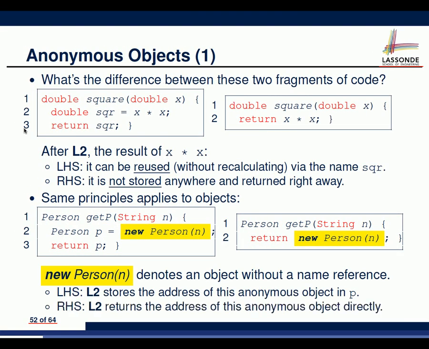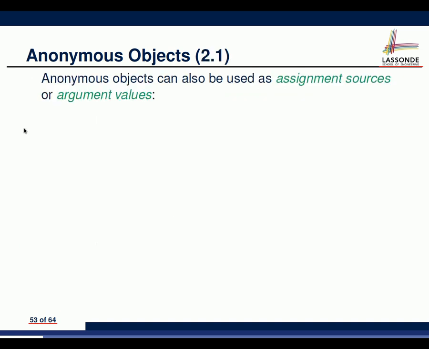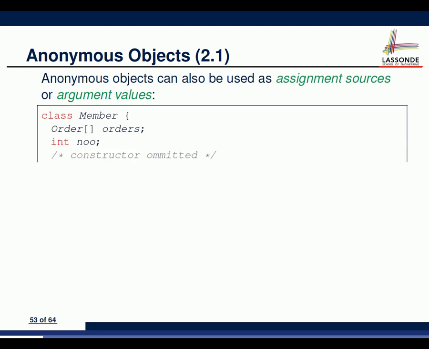Let's see some examples. There are certain typical usages for anonymous objects. Let's just see some of them. It can be used as the right-hand side of an assignment, so that's why I mentioned assignment sources. Or you can use them as argument values, which means when you call a method and the method is expecting some objects, you can pass an anonymous object. It's also possible. Let's see an example, and it will make sense to you.